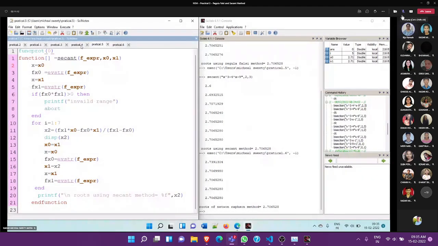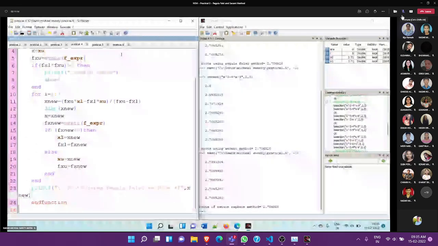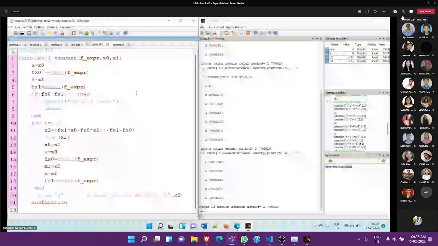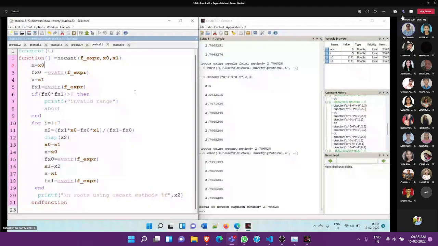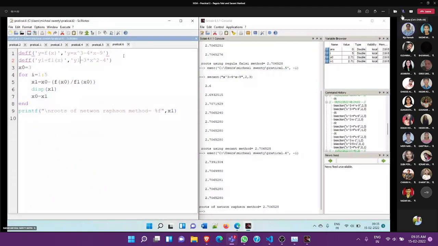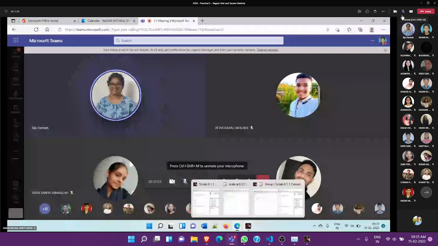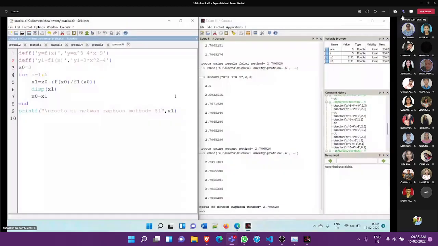Fine. Which is this one? This one is secant. Show me secant, sweetie. X0 is equal to x1, x is equal to x0, x1 is equal to x2, x is equal to x1, fx1. Okay, fine. The same equation, no? Newton-Raphson code. Show me the code. X0 minus, x0 is equal to x1. Okay, fine. Done.